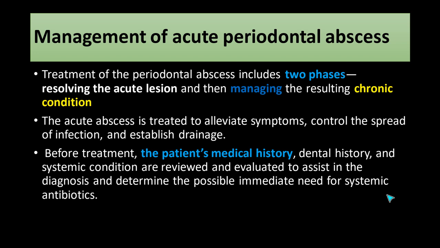Okay, so therefore it is very, very important for us to take a proper medical history and also the current systemic condition of the patient. Is there any systemic signs? Is there fever? Is there lymphadenopathy? Is the patient diabetic? Does the patient have any autoimmune disease, etc.?